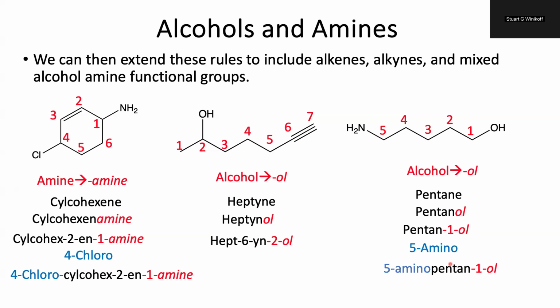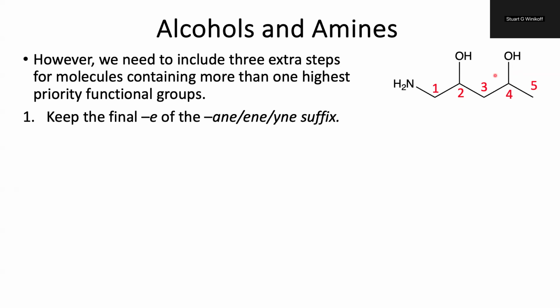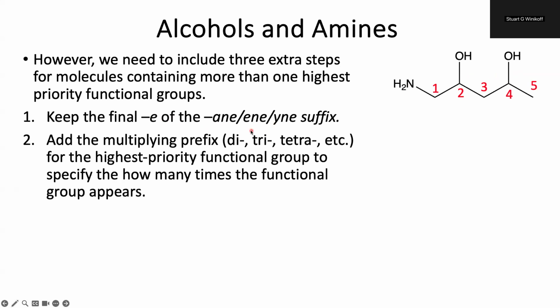However, one of the things we have to watch out for, as I extend these to more complex systems, is what happens if I have a functional group that contains more than one of the highest priority groups? So in this case, my highest priority is going to be an alcohol, but I have 2 of them. So when you do this, we're actually going to keep the E on that alkane, alkene, alkyne suffix. Then on whatever our suffix is, in this case the ol, we're going to add a multiplying prefix indicating exactly how many times that functional group shows up. So whether it's a diol, a triol, a tetrol, or so forth.